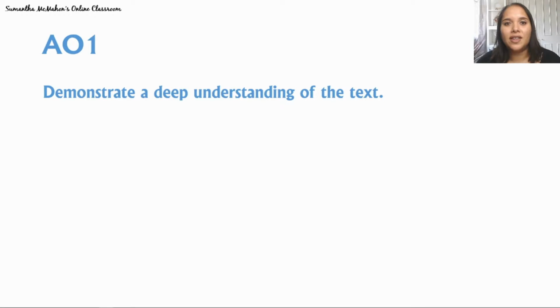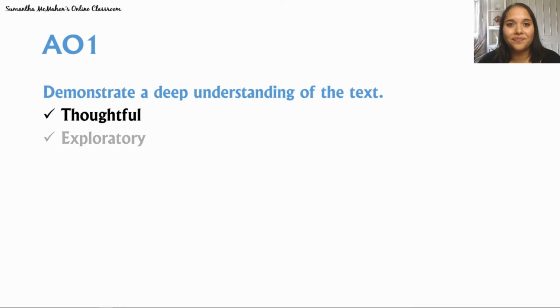Now, this is what the actual mark scheme says. It wants you to be thoughtful, and that means that you need to think about your answers and put your own spin on it. But instead of saying, I think, you want to say that the reader might think, or the audience might respond to this in this particular way. So you want to stand out by really thinking about the text, thinking about your interpretation, and as long as you can support it with evidence, then there's no wrong answer.